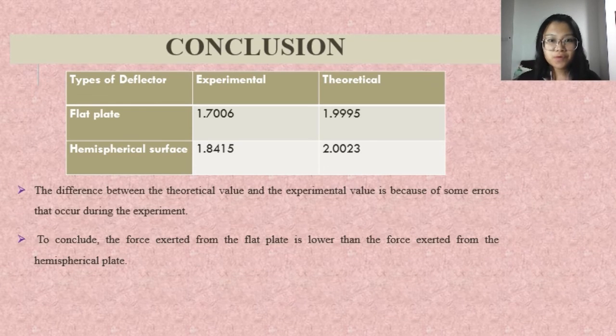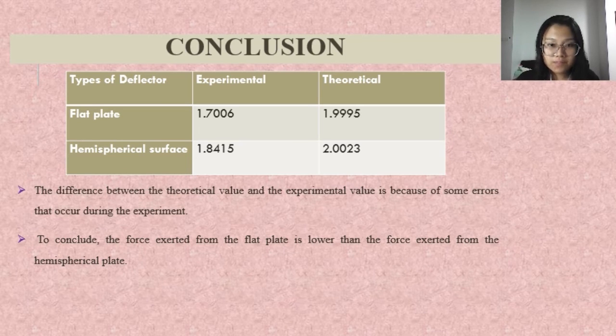Next, we'll move on with the conclusions. From the experiment, we can observe that the average slope experimental value for the flat plate force is 1.7006 compared to the average slope theoretical value of 1.9995. While the average slope experimental value for the hemispherical plate is 1.8415 compared to the theoretical value for the hemispherical plate of 2.0023. The theoretical value can be calculated by using the formula given.